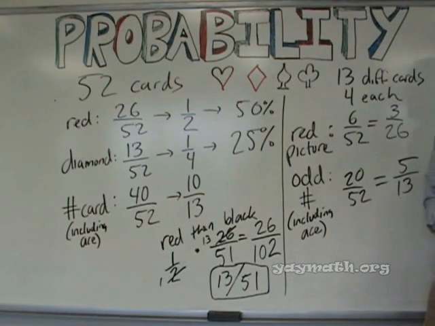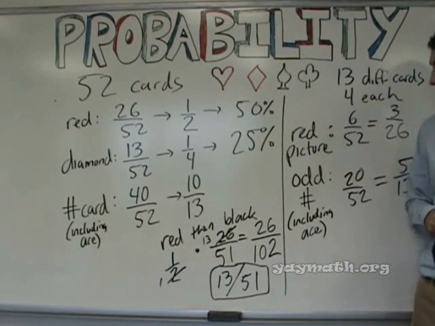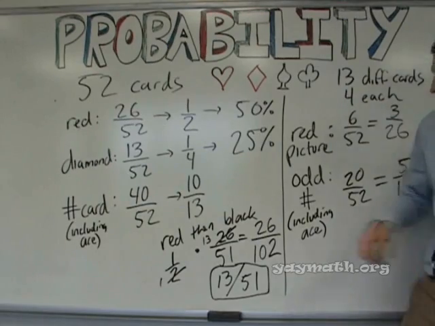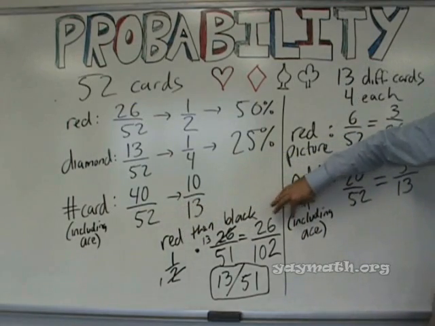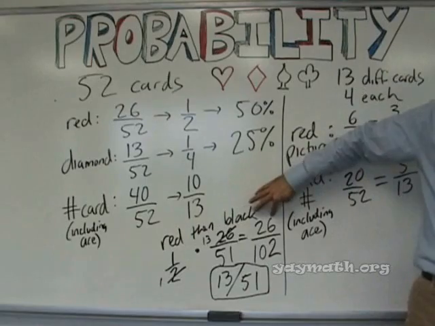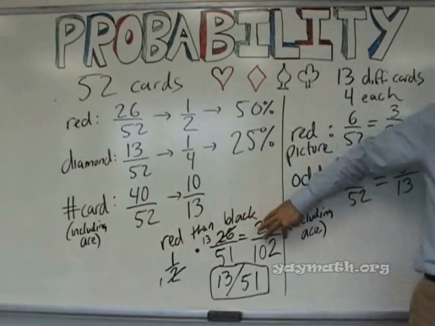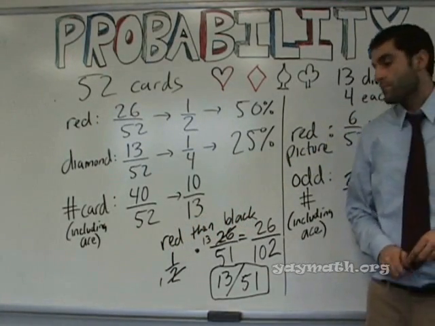Wait, I'm confused. Why did it become 26 over 102? I multiplied across. 1 times 26 is 26, and 2 times 51 is 102. Divide by 2 and you get 13 out of 51. Good.